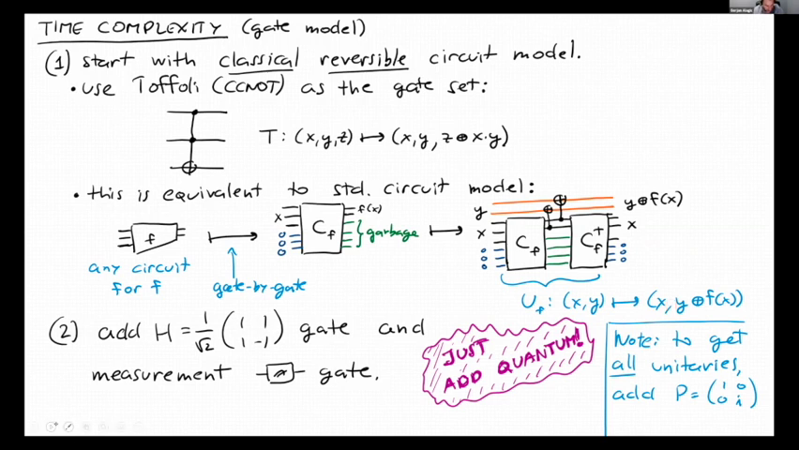So this is the model that we're going to use. Let me jump into some examples, unless there are questions, and you should interrupt me if there are.